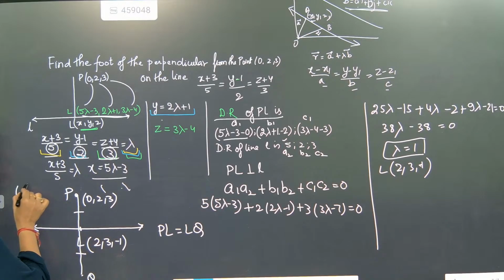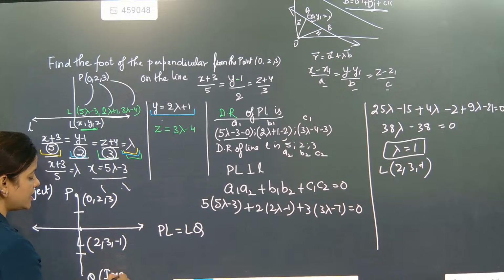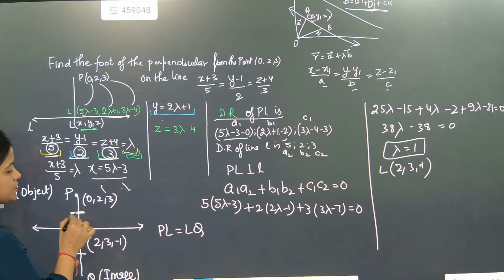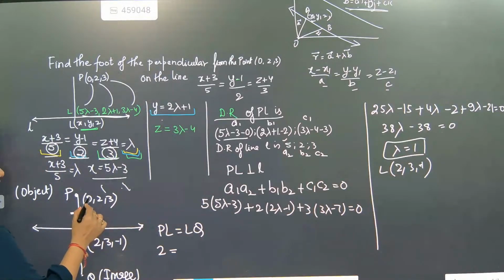Let P become the object. Understood? So once we get the object, the image will be coming as what? This one will become the image. So object distance PL is equal to LQ. So that means L will become the midpoint. L will be what, beta? Midpoint. So here 2 will be equal to, first for the x axis, we will write 0.